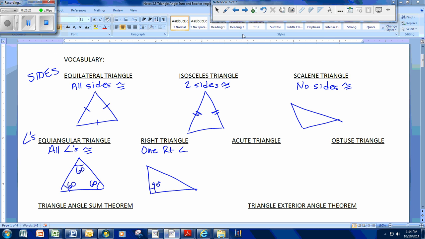Next, we have an acute triangle. Okay, an acute triangle means that all the angles are less than 90 degrees. And finally, an obtuse triangle has exactly one obtuse angle. Okay, an obtuse angle would be something greater than 90.